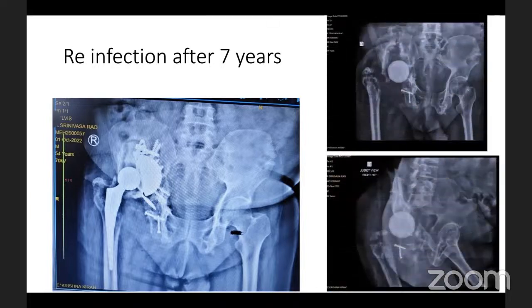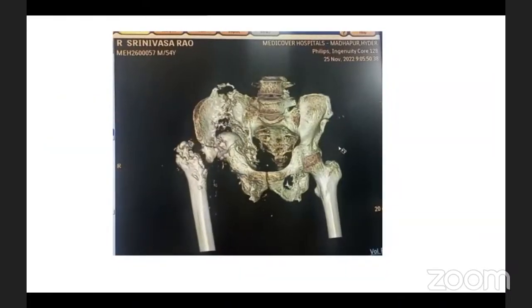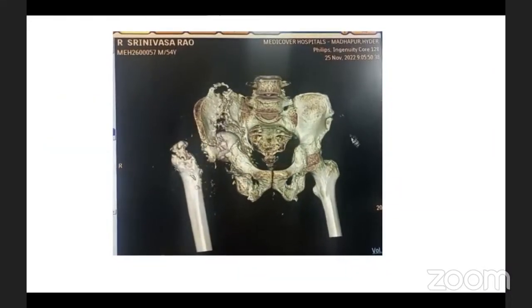Again, we went in with great difficulty. We managed to get everything out, except for 2 screws which were remaining from the index surgery, the acetabular fixation. We put a cement spacer in, and as you can see, there is a major defect there. And this is the scan.